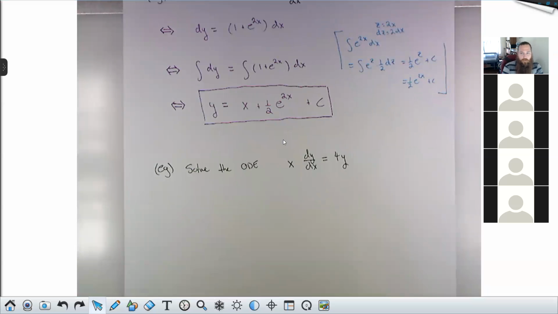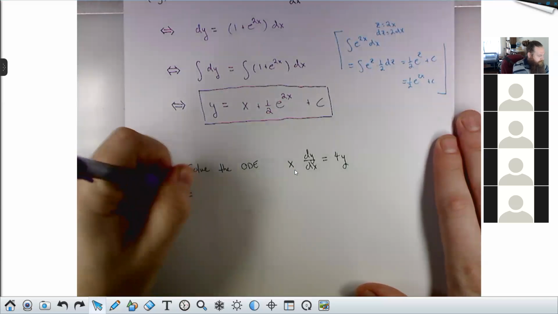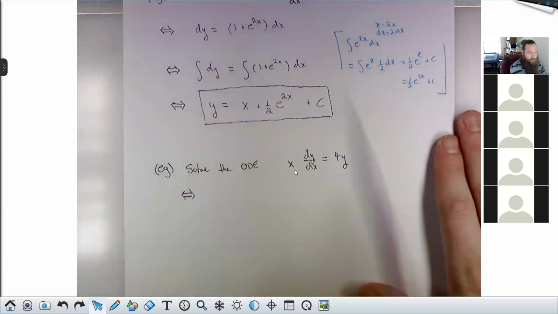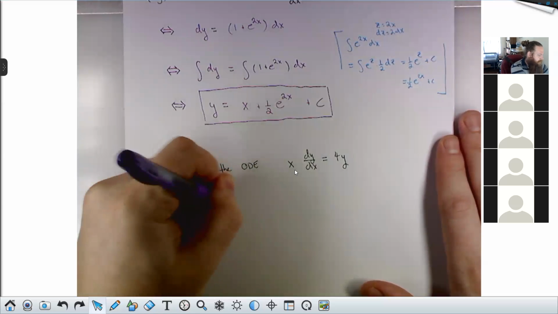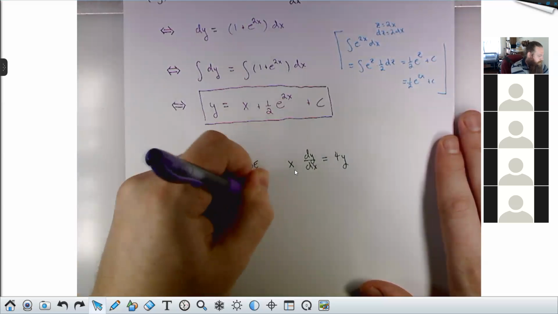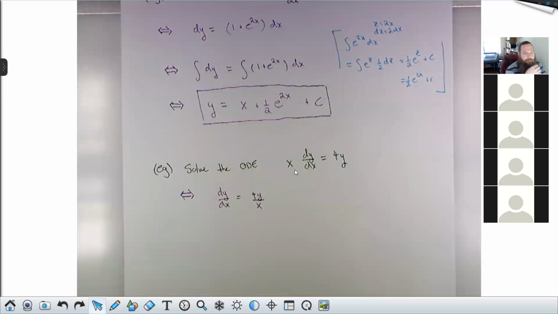This is not in that sort of standard form, right? I've got an x over here. So the first thing I would do is put this in that standard form. However the differential equation is given to you, the first thing you should do is try to write it as dy dx equals something on the right-hand side. So here I'll rewrite this as dy dx equals 4y over x. I'll divide both sides by x.